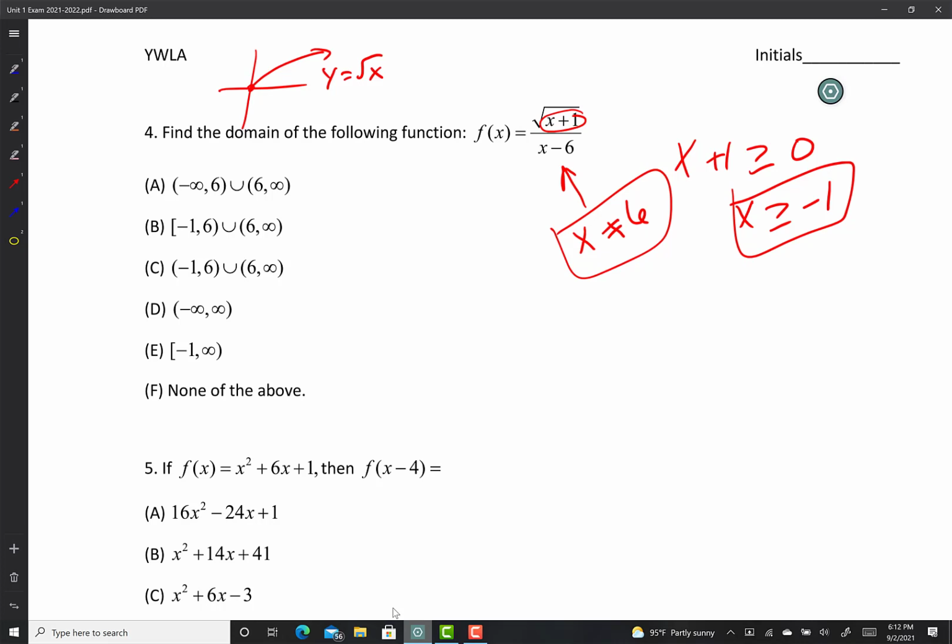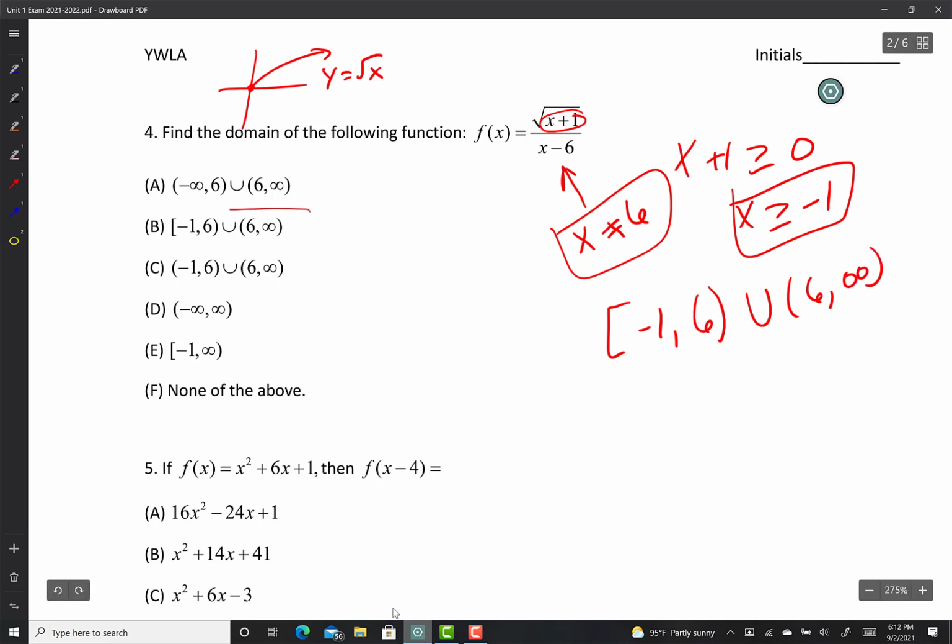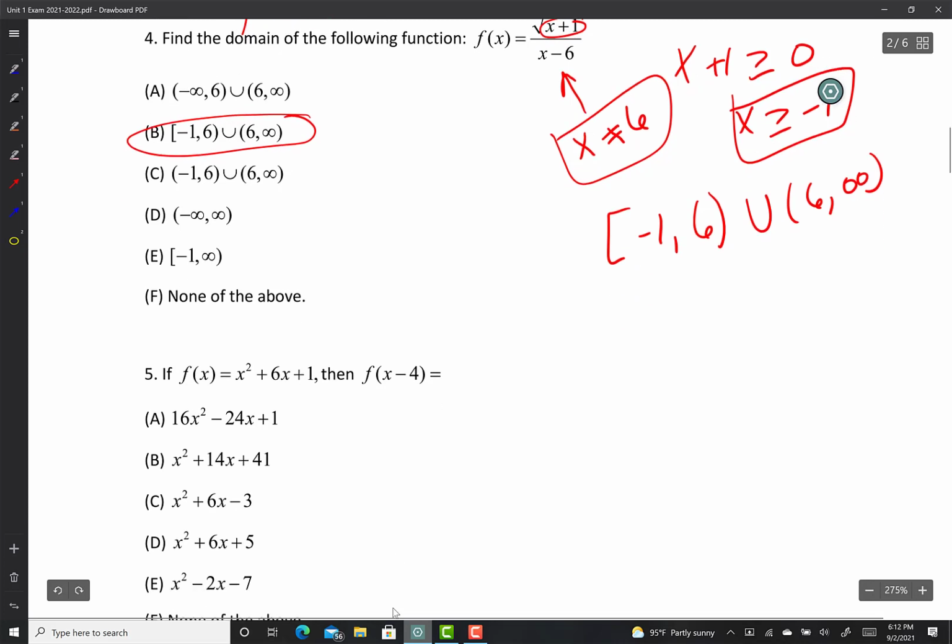But they wrote them in interval notation. So bracket negative 1 all the way till you hit the 6. You cannot equal 6. So there it is, parenthesis, union, parenthesis 6 all the way to infinity. And we look for that answer, guys. All right, let's go to the next one.